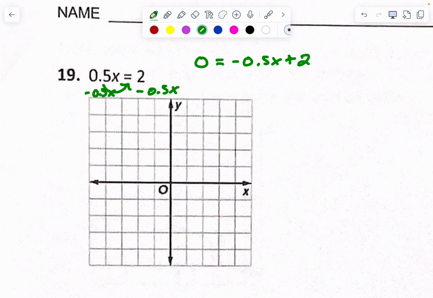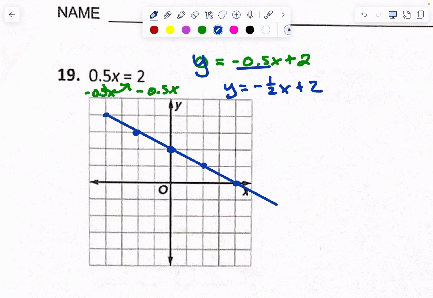If I make this into a linear function, 0 takes the place of y. What is negative 0.5 as a fraction? Negative 1/2 x plus 2. So I'm going to graph this linear function. I'm going to start at 2, and 2 is right here, and I'm going to go down 1 over 2, or up 1, left 2, and it looks like this. Then I want to find the answer. What's the answer going to be?